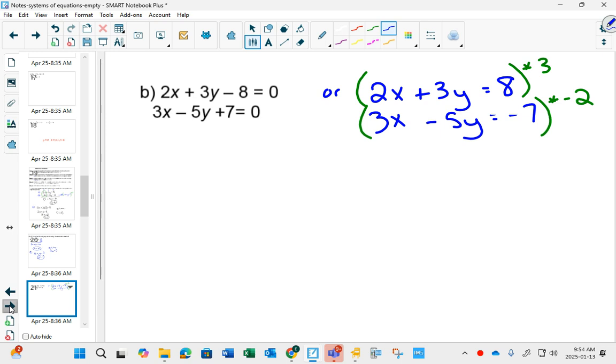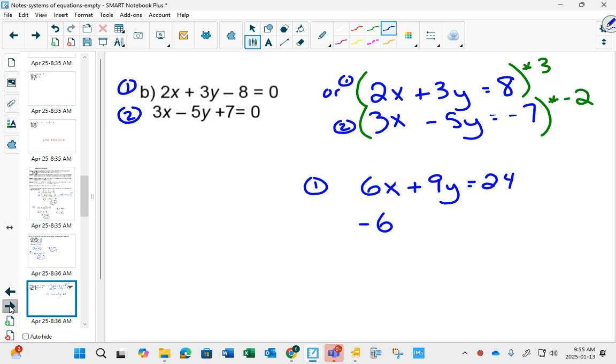A little bit of mental math then. This becomes 6x. 3 times 3y will be 9y. And 3 times 8 will be 24. Equation number 2, if I multiply by negative 2, is negative 6x. Negative 2 times positive 5 will be plus 10y. And negative 2 times 7 will be positive 14. And now we are ready to eliminate.